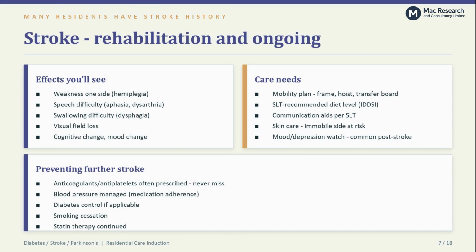Care needs. Mobility plan, the right walking aid, hoist for transfers if needed, transfer board for sitting moves. SLT recommended diet level using IDDSI. We covered IDDSI in the food module. Communication aids per SLT, picture cards, written communication boards, AAC devices for severe aphasia.